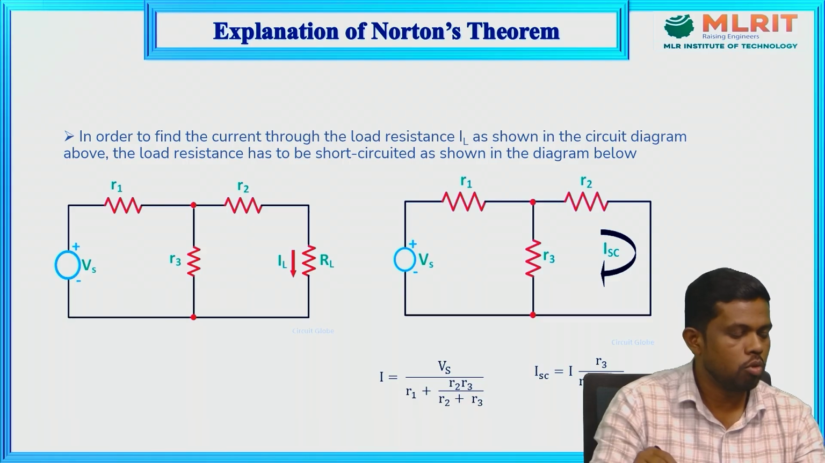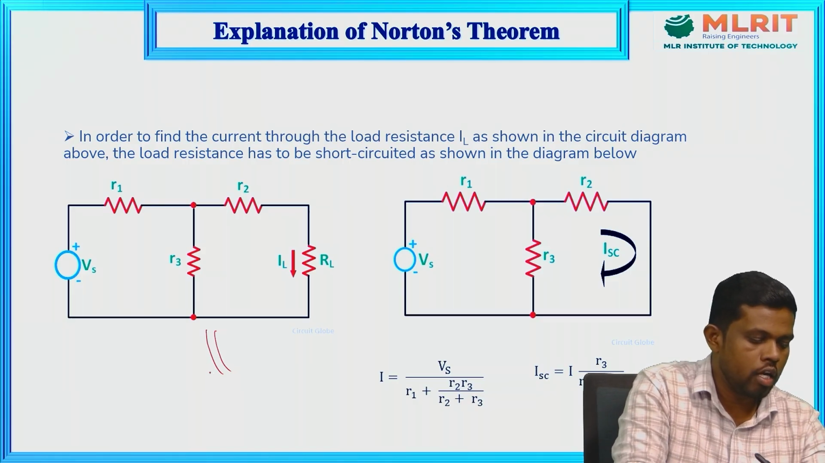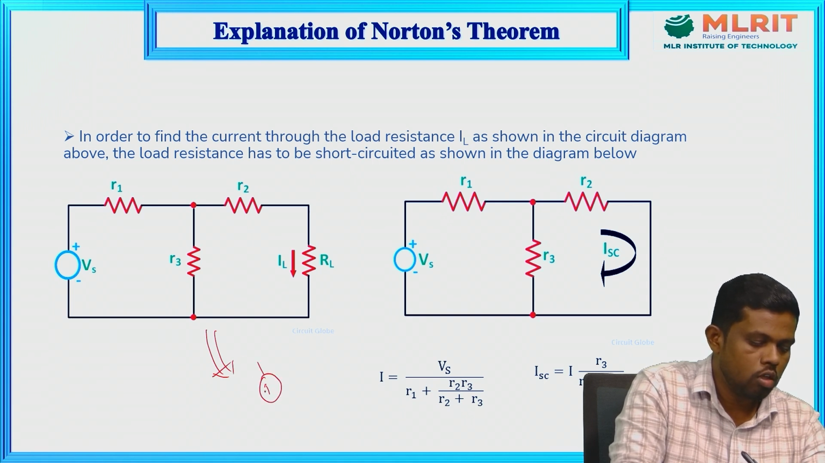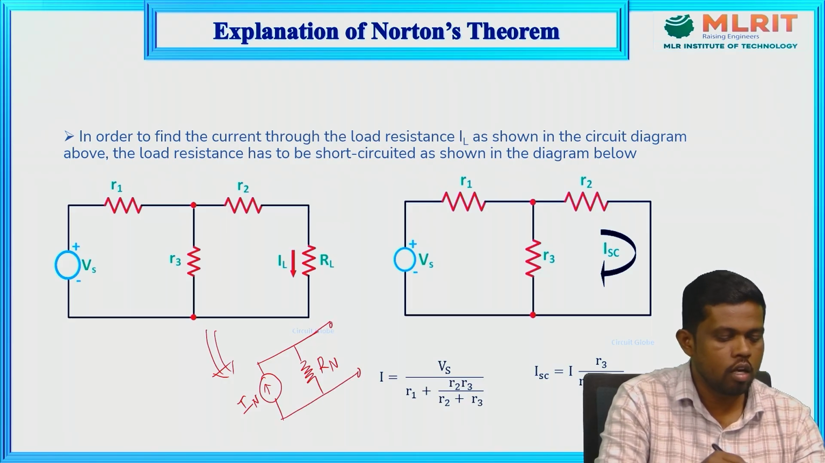This is the one example. The entire network or circuit can be replaced by a single current source in parallel with a single resistance. Hence this kind of network is called Norton's equivalent network. This is the procedure we need to follow to get this kind of single source network.